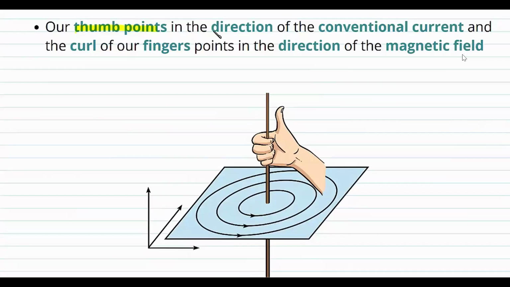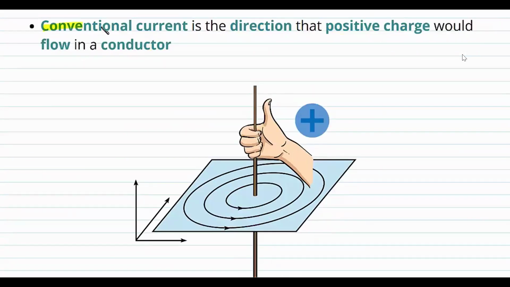Our thumb points in the direction of the conventional current, and the curl of our fingers points in the direction of the magnetic field. So here's the direction of our conventional current, in the same direction as the thumb, and the curl of our fingers around this way points in the direction of the magnetic field, as you can see here. And when we say conventional current, we mean the direction that positive charge would flow in a conductor. So if the positive charge is flowing this way, that means that current is flowing in the same direction.